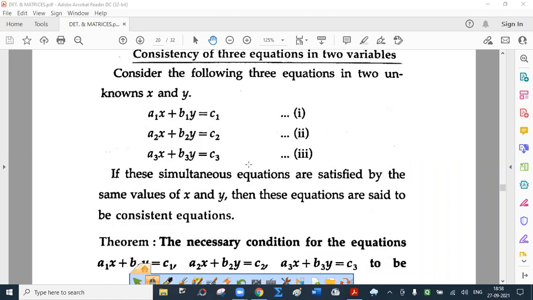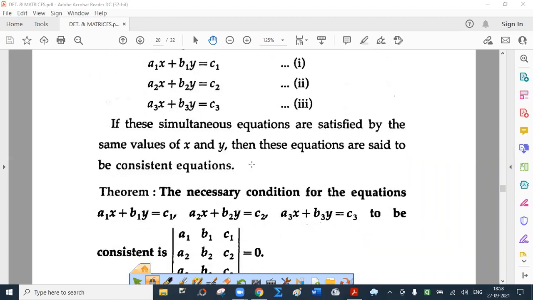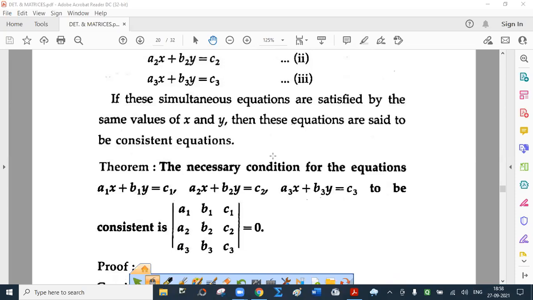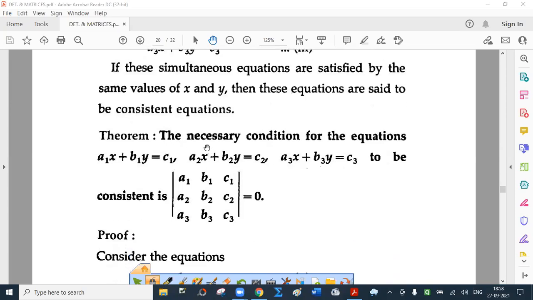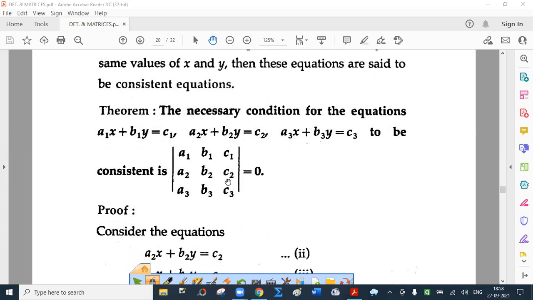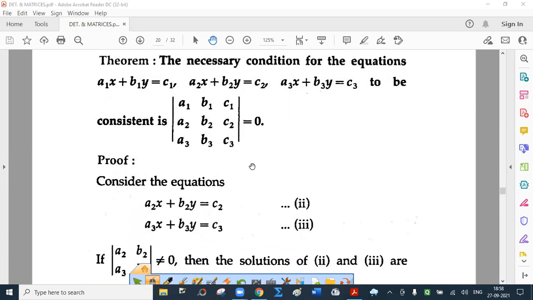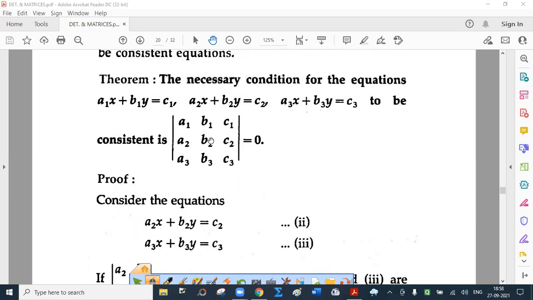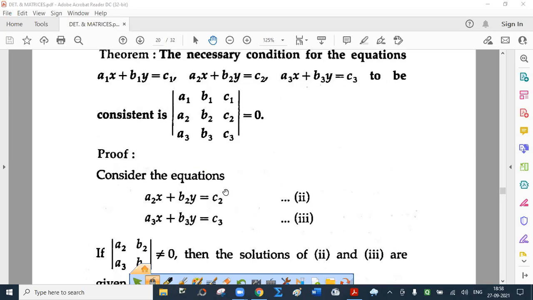If these simultaneous equations are satisfied by the same values of x and y, then these equations are said to be consistent equations. Now, the necessary condition for the equations to be consistent is, see, the necessary and sufficient is not written. The necessary condition is. Now, the logic is very simple. If you remember, we have already used this in the case of concurrency of three lines. We'll discuss this once this result is proved.